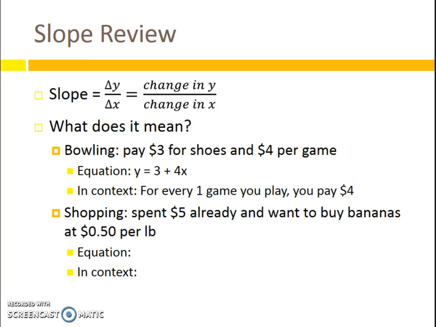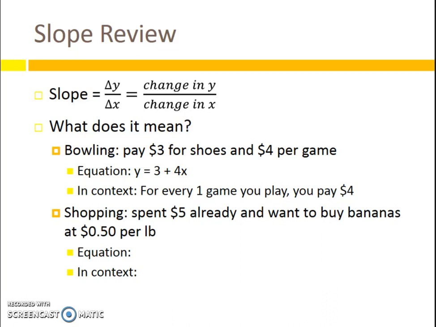For example, say you go bowling, you pay $3 for shoes and then $4 per game. Your equation that represents that situation would be y equals 3 plus 4x. So what does that mean? For every one game you play, you're going to pay $4, and then you pay that one-time fee of $3.